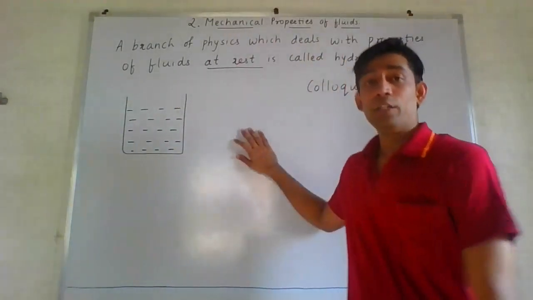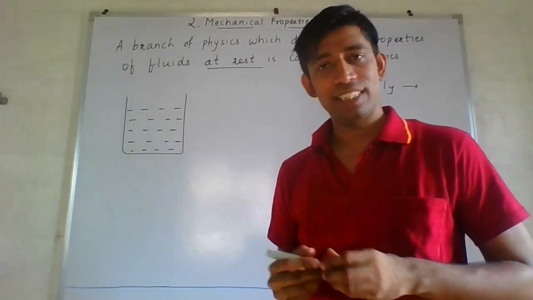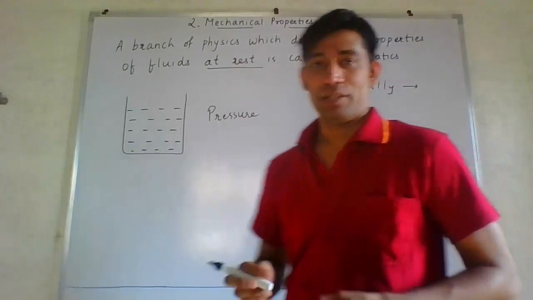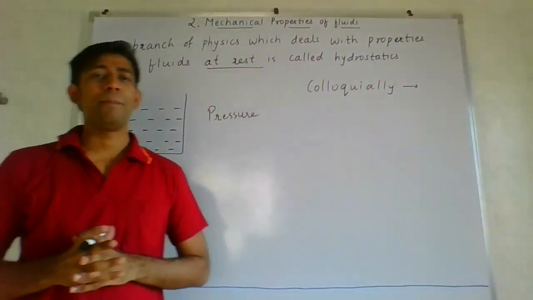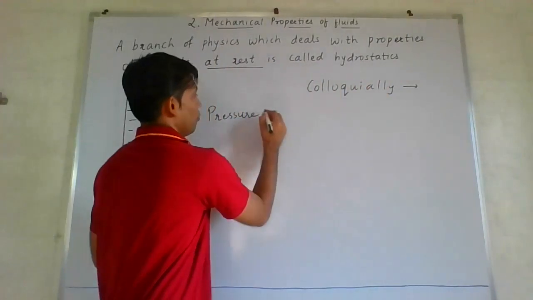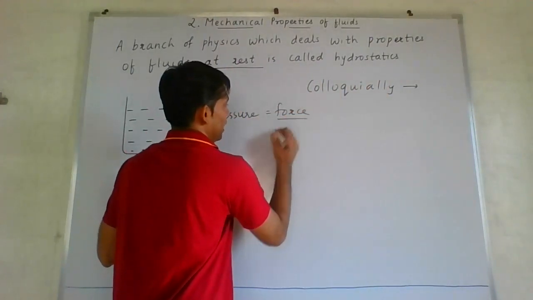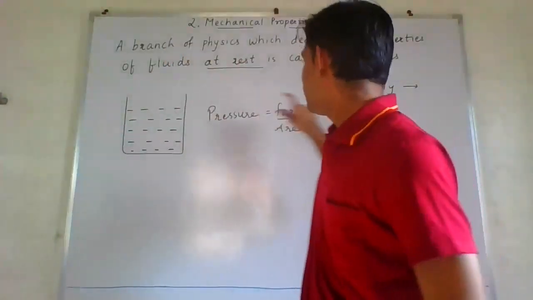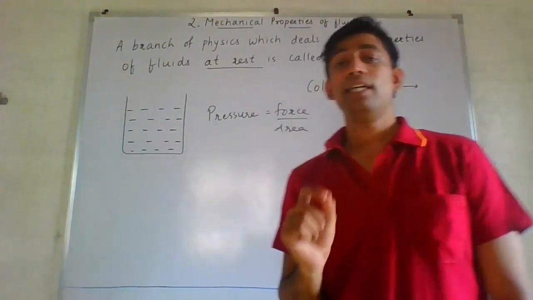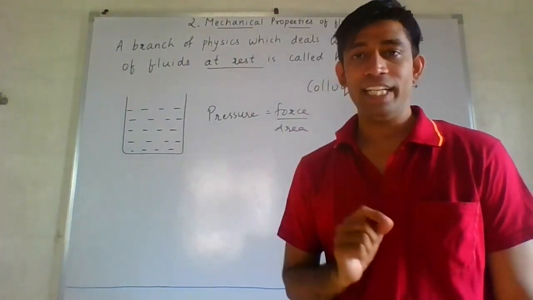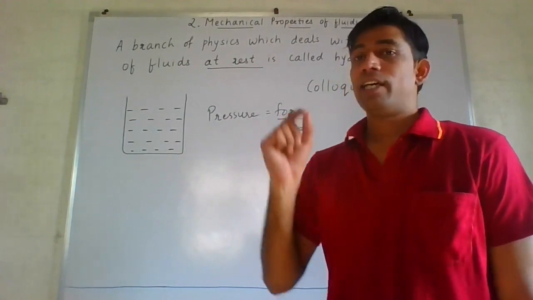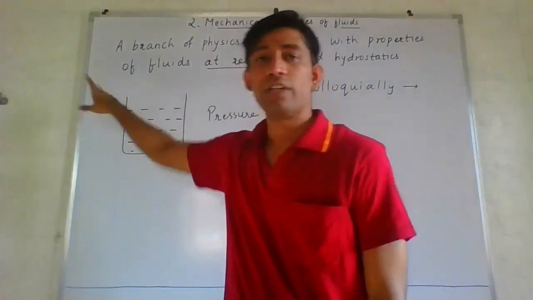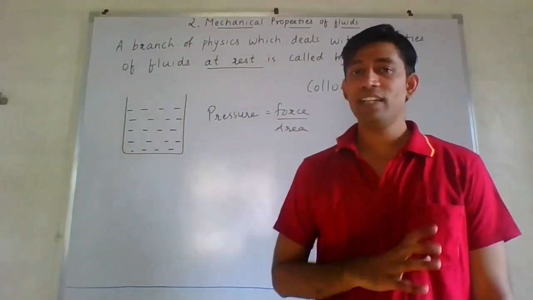Now we are going to proceed to one basic physical quantity, which is nothing but pressure. Simple formula you have studied, which is force divided by area. Now let me tell you about this force. This force is nothing but the normal force, perpendicular force, which is exerted by the fluid on the walls of the container. That is that force.